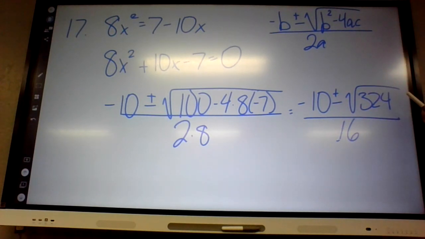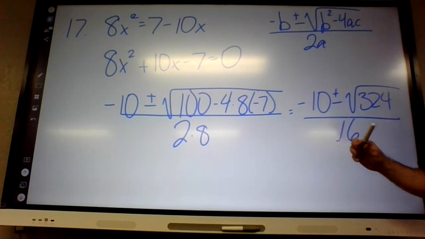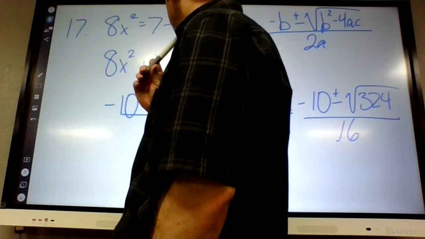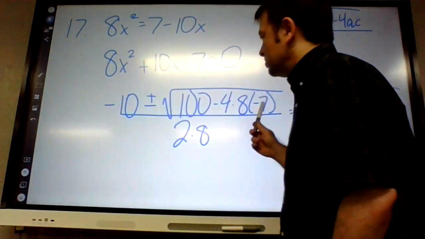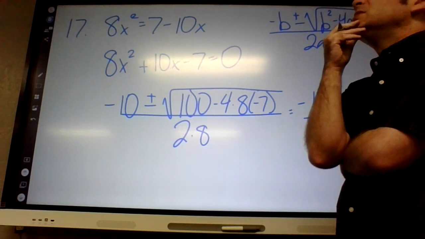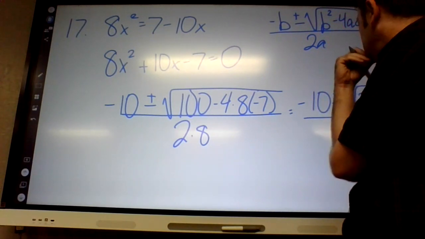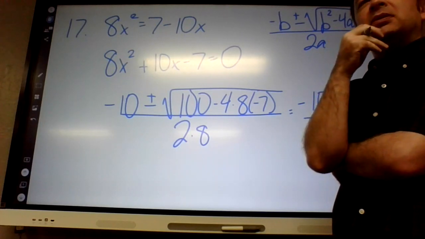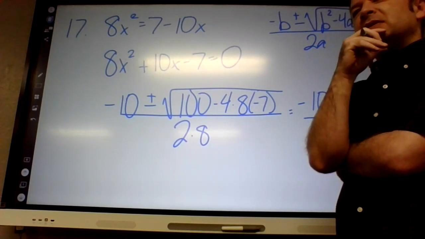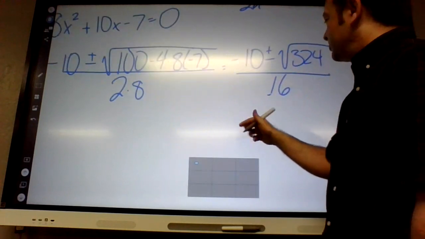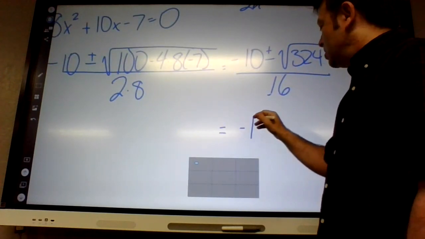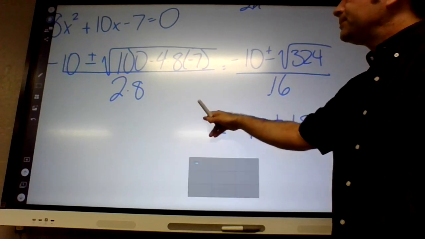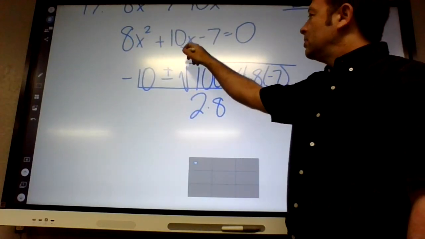What comes out of the parentheses there? Did I cut this right? 3, 2, 4. It's 18, sorry. It's 18. I didn't remember that one. Okay. Where did you get the 100? B squared.